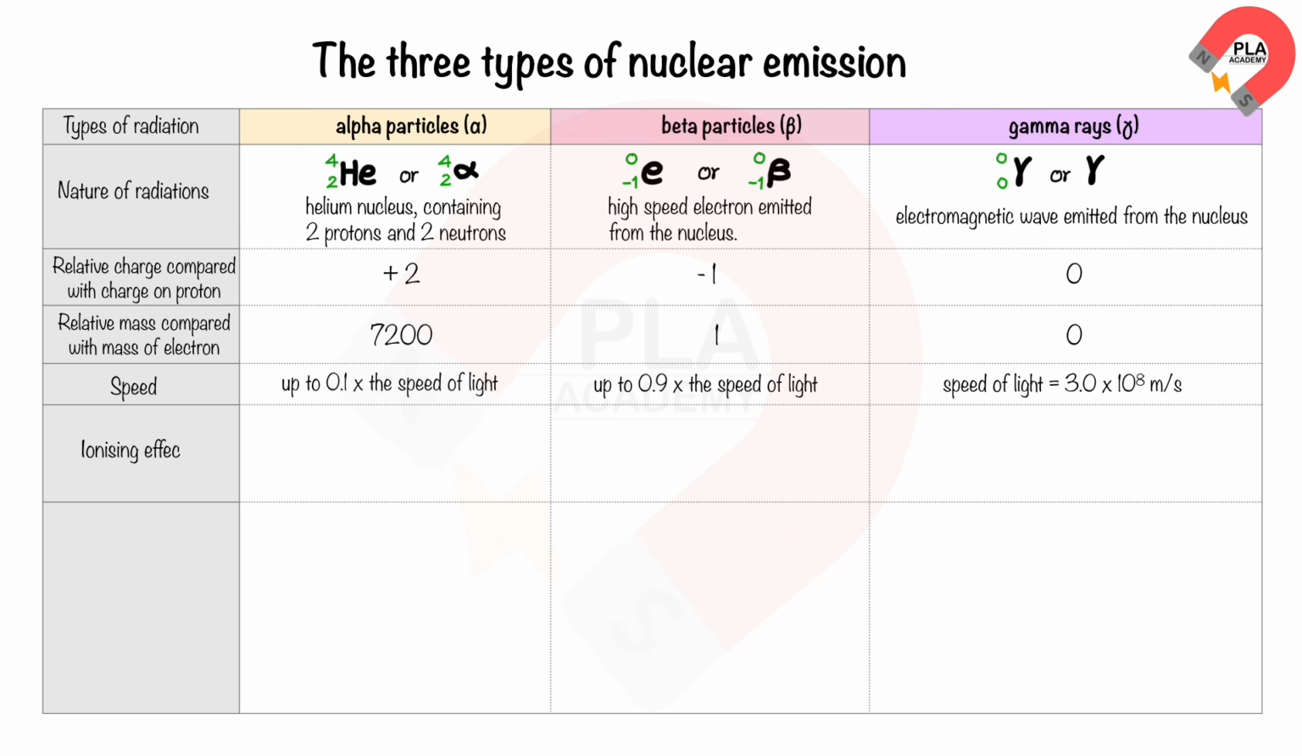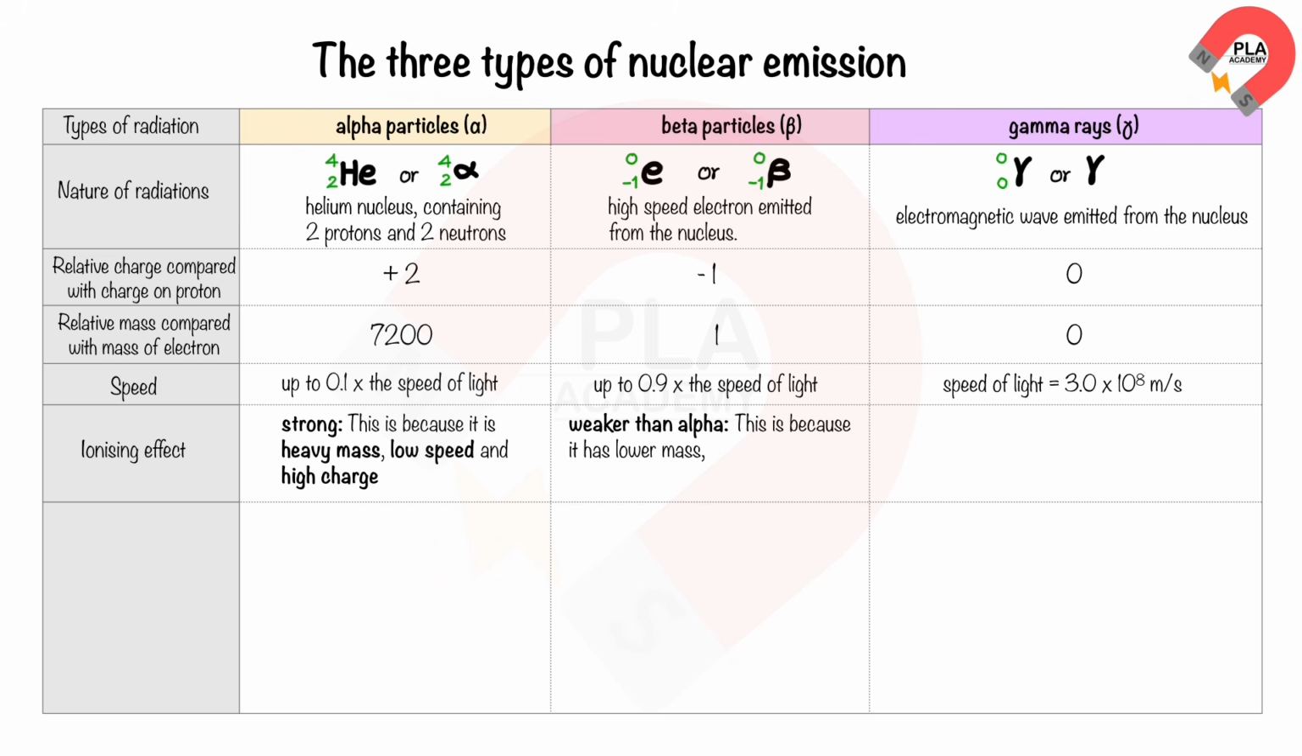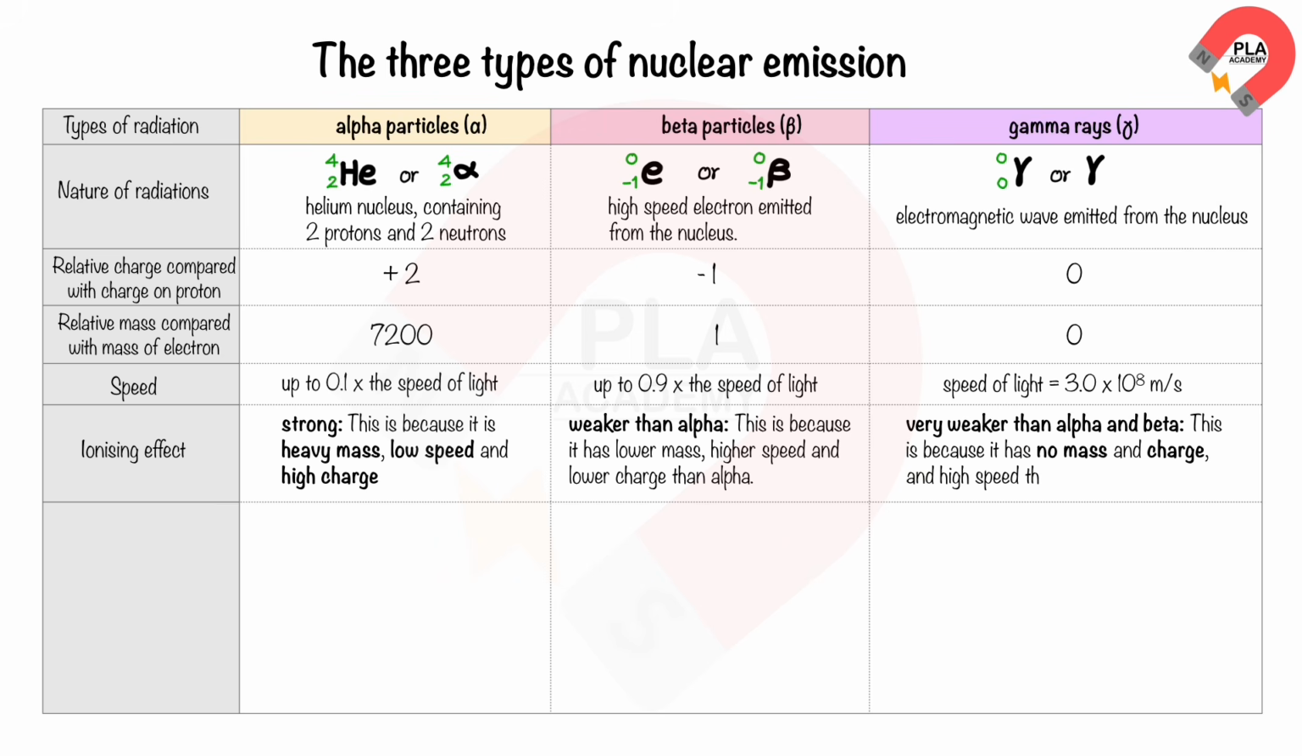Ionizing effect of alpha is strong. This is because it has heavy mass, low speed and high charge. Ionizing effect of beta is weaker than alpha. This is because it has lower mass, higher speed and lower charge than alpha. Ionizing effect of gamma is very weak compared with alpha and beta. This is because it has no mass and charge, and higher speed than alpha and beta.